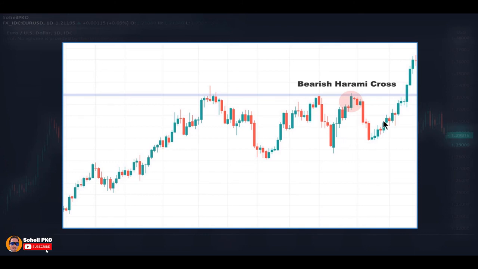Okay, getting back to this chart, as you can see, this resistance level is broken with this long green candle, which shows high buying pressure, and after that another long green candle, and this uptrend continues its direction.